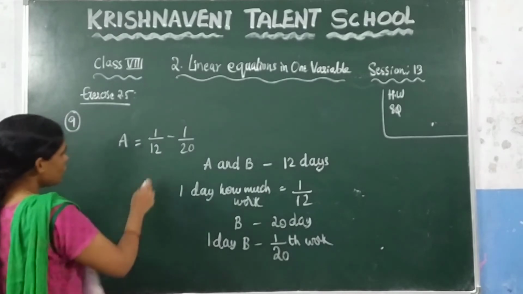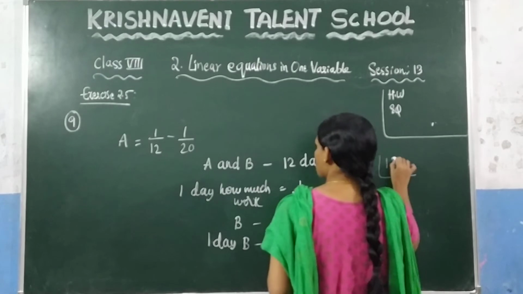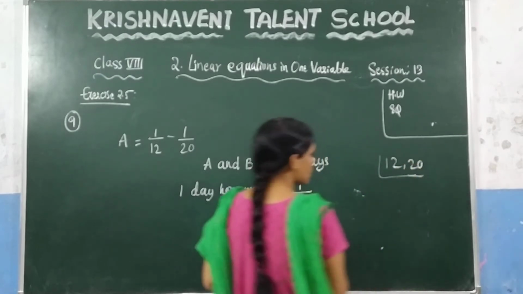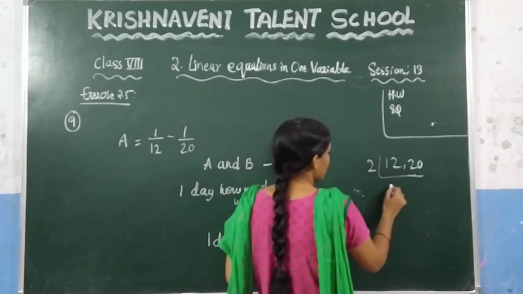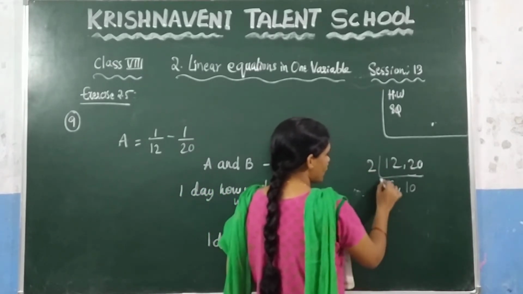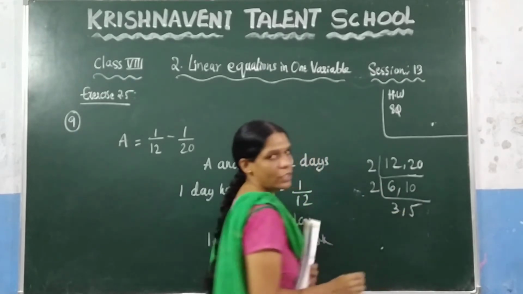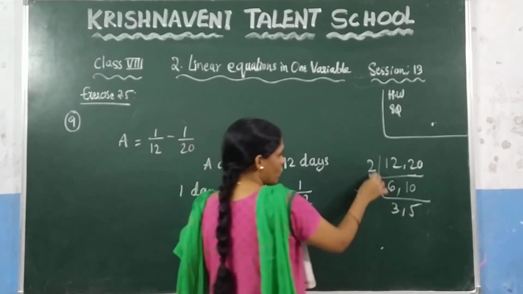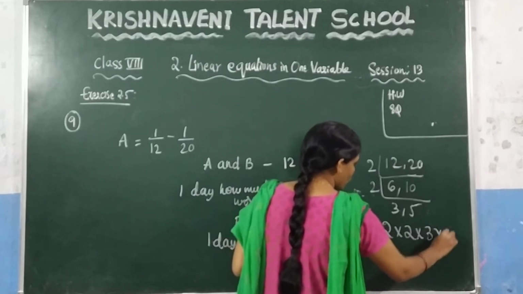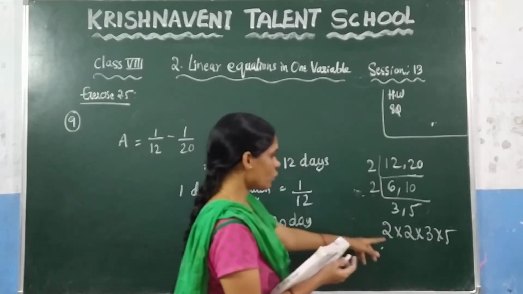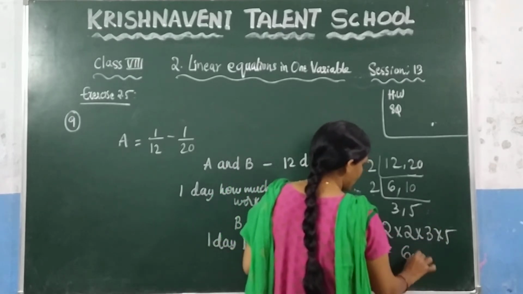Now here you need to take the LCM of these two values. So take the LCM of 12 and 20. You know that the LCM of 12 and 20 gives you 60. So how do you solve here? You know that 2 sixes are 12 and 2 tens are 20. And similarly, 2 threes are 6, 2 fives are 10. Now what is the LCM? You need to take the product of these values, which is 2 into 2 into 3 into 5. 2 into 2 is 4, 4 threes are 12, and 12 fives are 60. So here you got the LCM, which is 60.